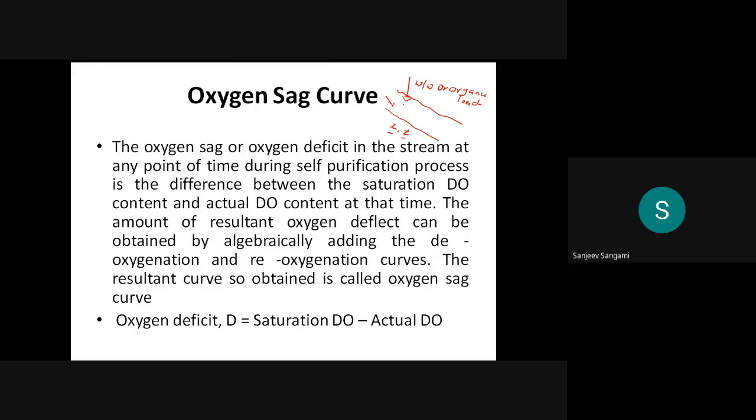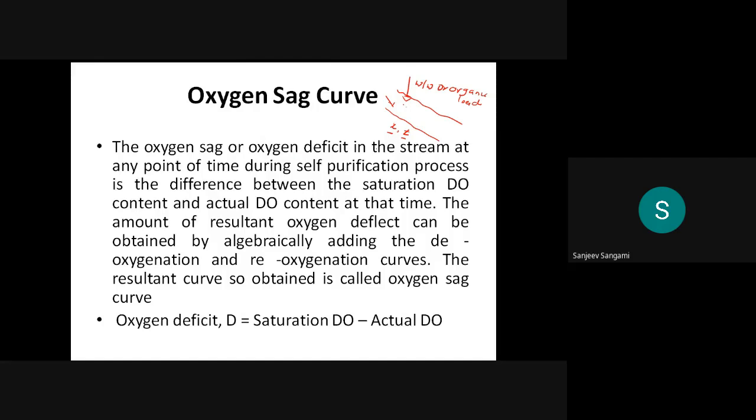These two are very important: at what time it is reaching that distance, and how much the oxygen will be, which we have to find out. So the oxygen sag or oxygen deficit. Deficit always means decrease. How much deficit is happening? How much oxygen is short?